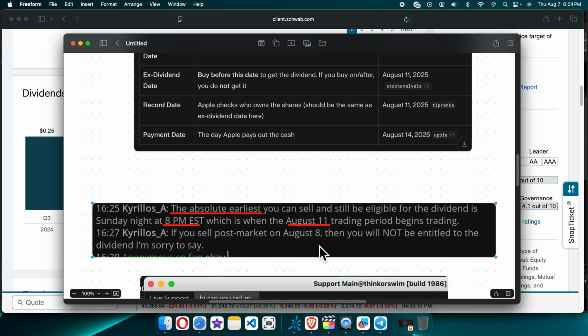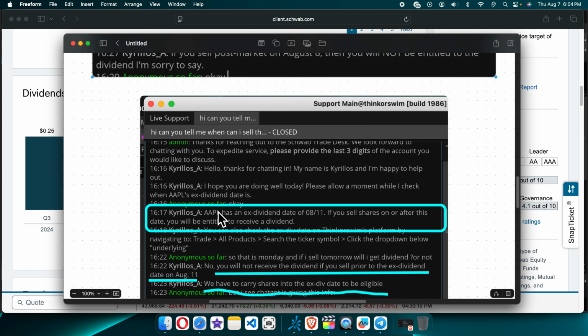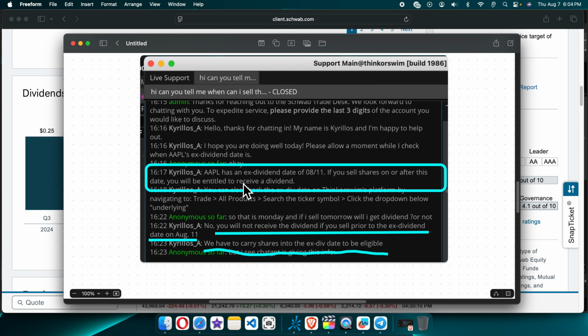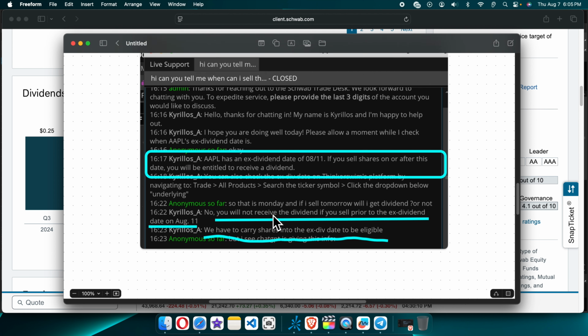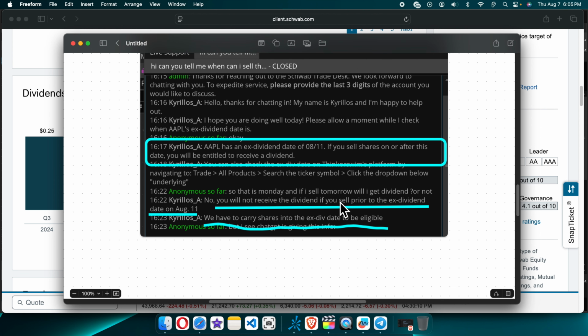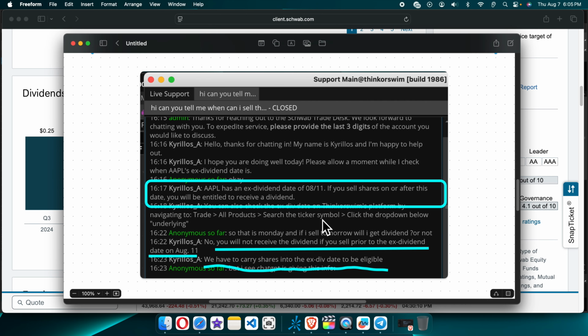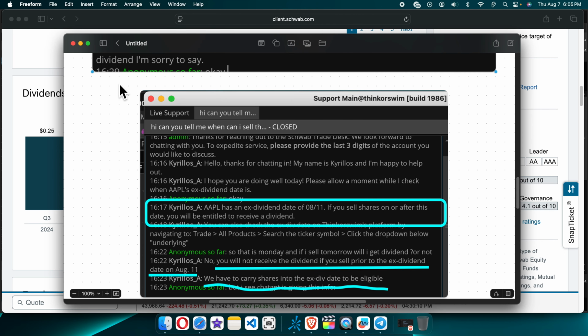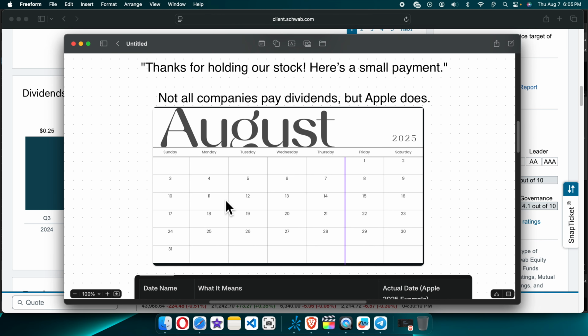Over there they mention it like this. And if you sell post-market on August 8, then you will not be entitled to the dividend, I'm sorry to say. Okay, the other person mentioned the same thing: Apple has an ex-dividend date, this date which we know. If you sell shares on or after this date, you will be entitled to receive the dividend. And here it is mentioned that you will not receive the dividend if you sell prior to the ex-dividend date on August 11. You have to carry shares into the ex-dividend date to be eligible. So that means if you sell this stock before the 11th, you will lose the dividend.